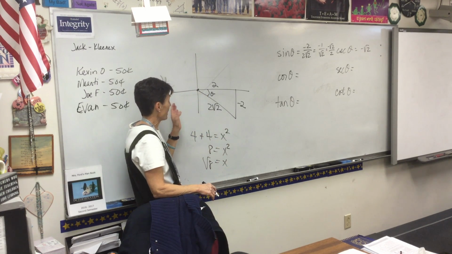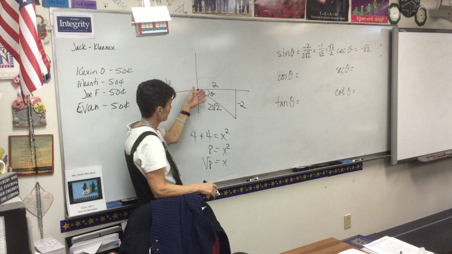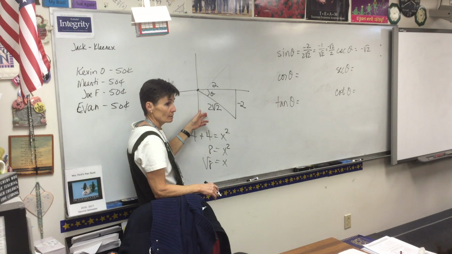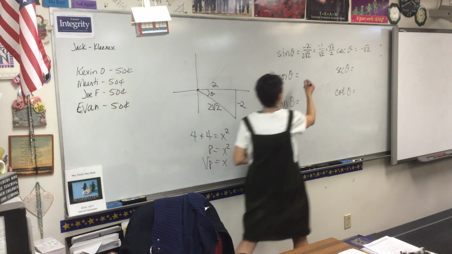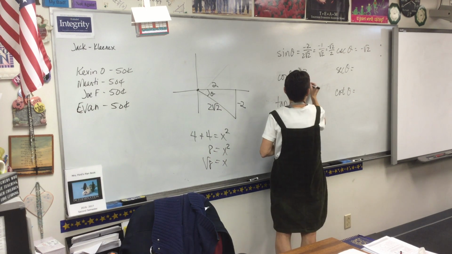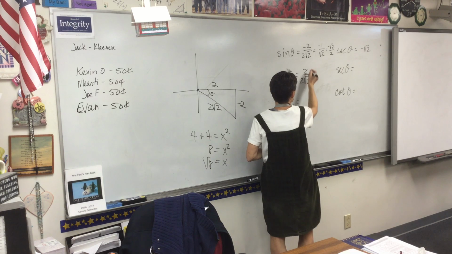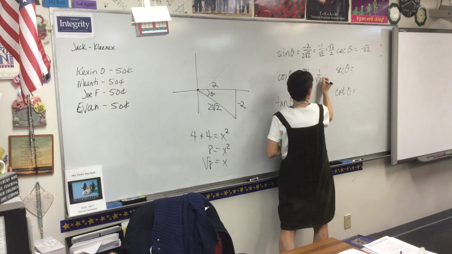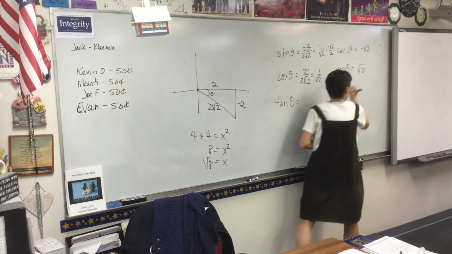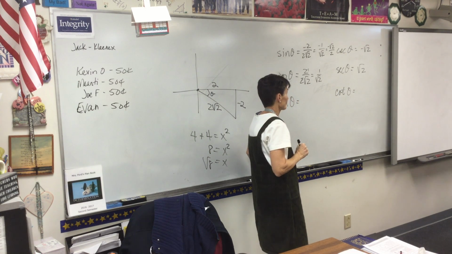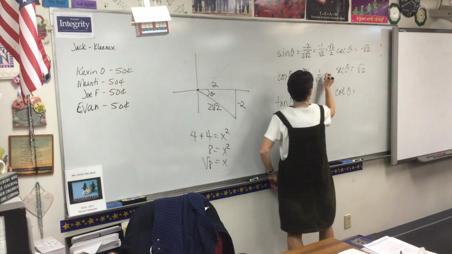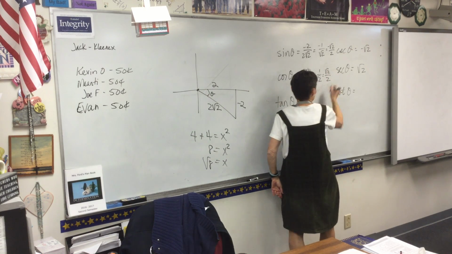Now, what about cosine? What's cosine going to be? 2 over 2 root 2? So we'll have the same thing going on. We can cancel. So we have 1 over root 2. And then we'll rationalize this and get root 2 over 2.